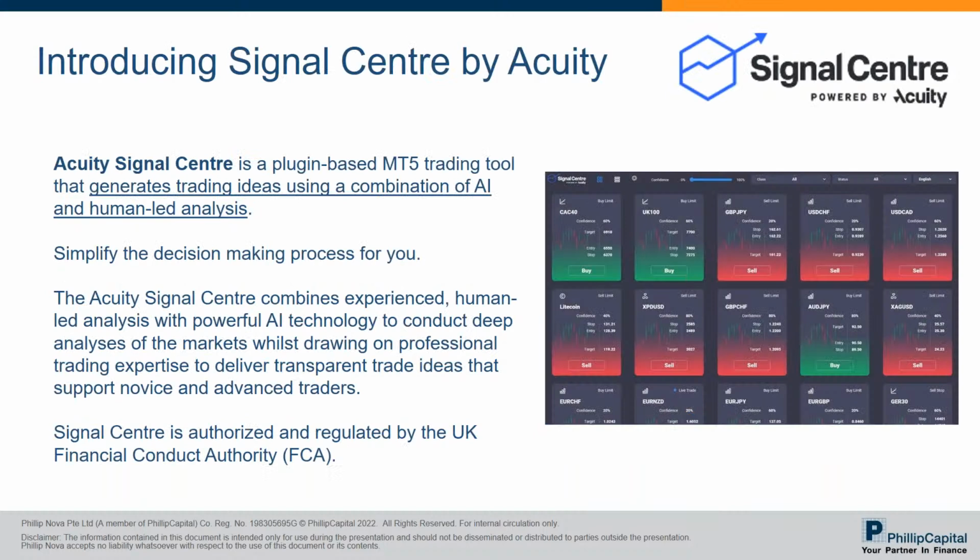Coming to this first trading tool that we have, it is the Signal Center by Acuity. So what is it? It is actually a plugin-based MT5 trading tool that generates trading ideas using a combination of AI technology as well as human-led analysis.